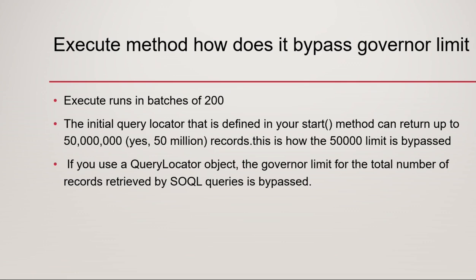So what is the execute method and how does it bypass the governor limit? Execute runs in batches of 200. Whenever you get a list of records from the query, it divides it into batches of 200 records per batch, and it runs asynchronously. The initial query locator, Database.getQueryLocator, is what actually helps you overcome this governor limit. It can return up to 50 million records. This is why the 50,000 SOQL limit is overcome, and that is why we use batch Apex.